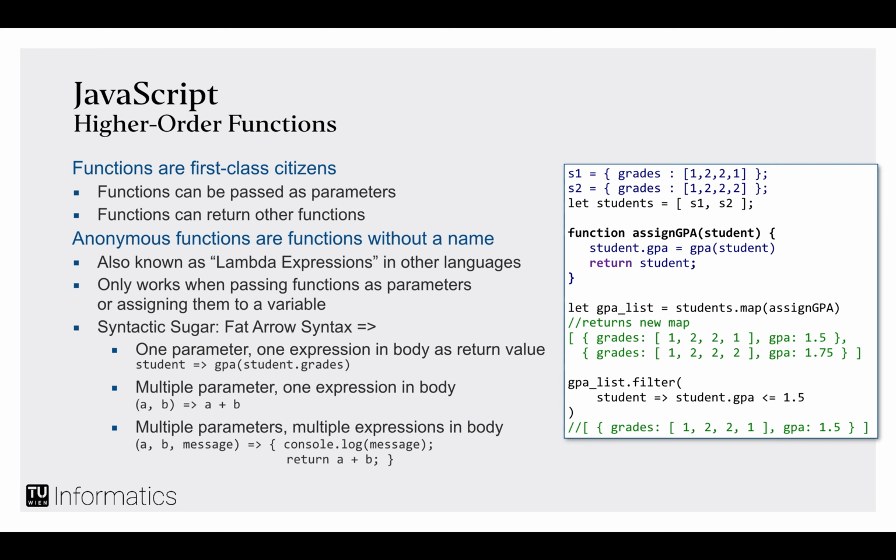And then there's another function I want to show you, a filter, and in this case I'm using the lambda syntax, the fat arrow syntax, where I'm passing the function within the parentheses. I say student, and then with the fat arrow I say the body is student GPA less than or equal to 1.5. In this case, what that means is I'm going to filter everything that does not evaluate true for this expression.